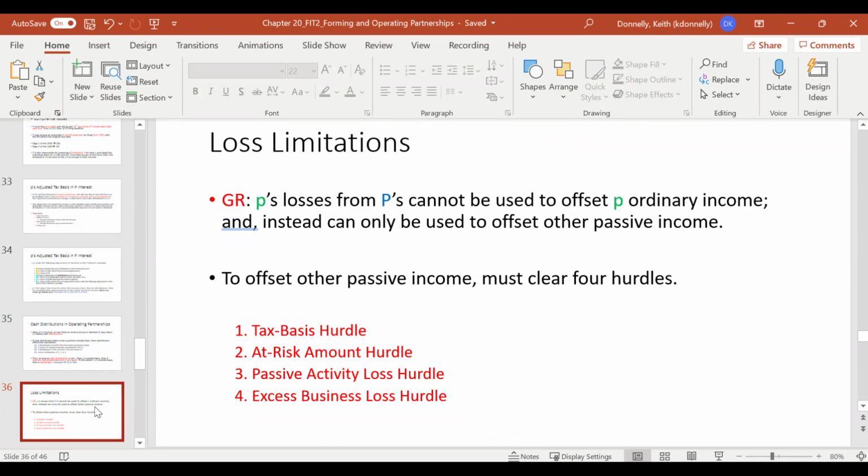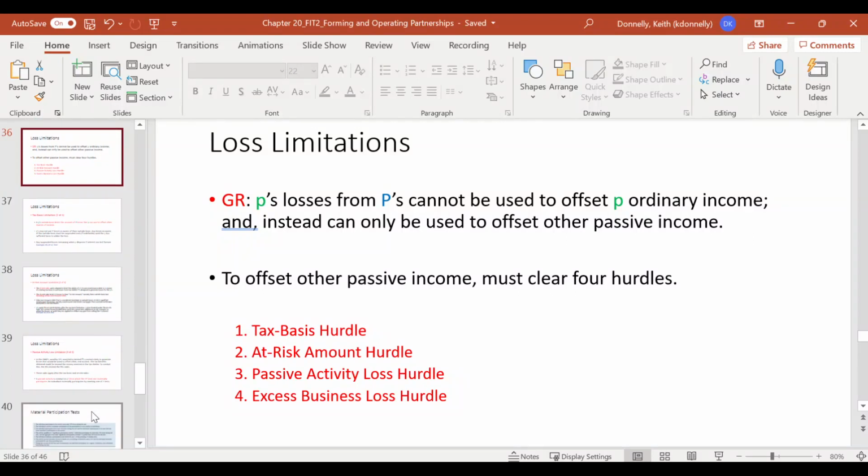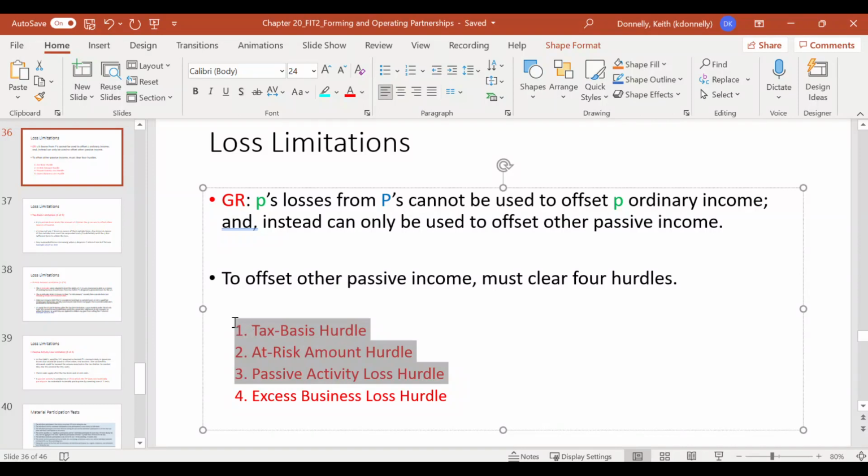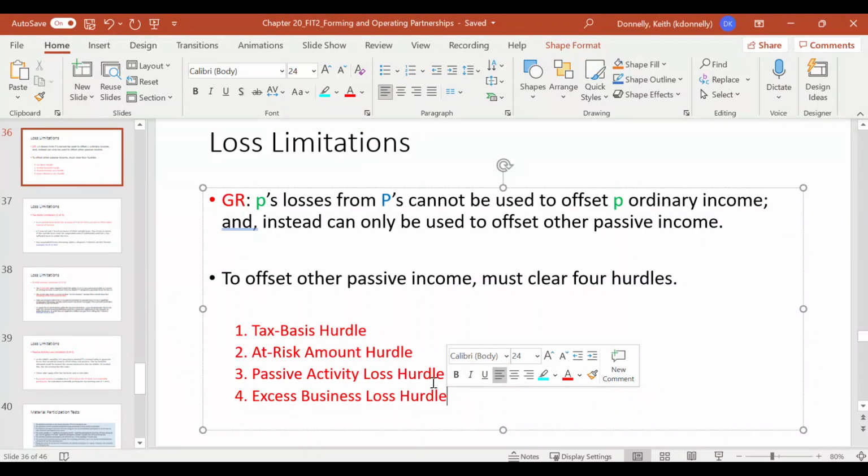The next thing we have to talk about, and you could have a whole course about this, this is some complicated stuff coming up, are loss limitations. The general rule I have here is that partner losses from partnerships cannot be used to offset ordinary income. Generally, the best you're going to get with it is to offset other passive income. However, in order to offset other passive income, you have to clear 4 hurdles. We're going to look at 3 of them. I mean, the 4th, but in the example, we'll look at 3.